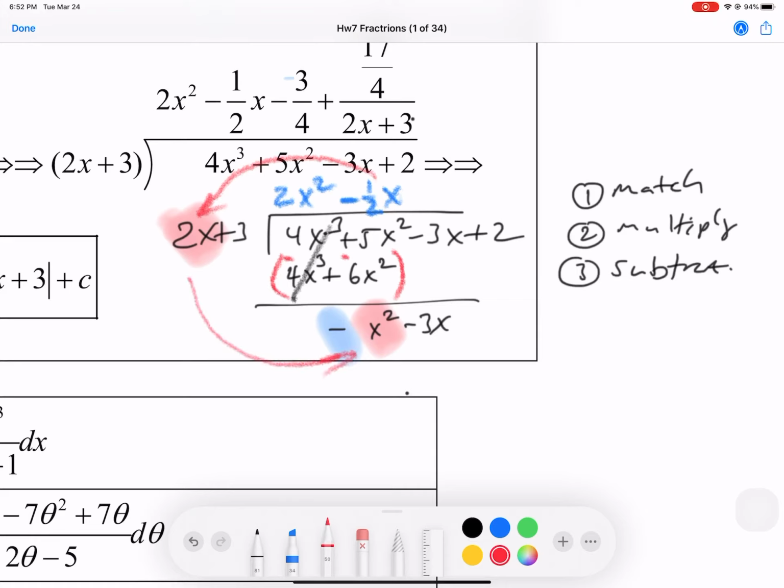So let's go ahead and write that. Negative x squared. We're going to multiply the 1/2 to the back, right? Using long division, and that's going to be a negative 3 over 2x. And the last step is we're going to subtract. This becomes a plus.